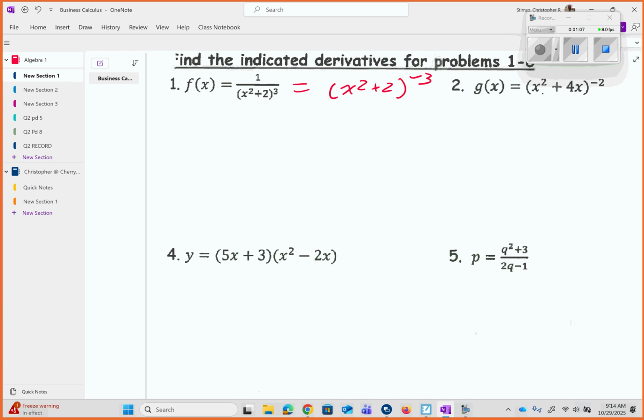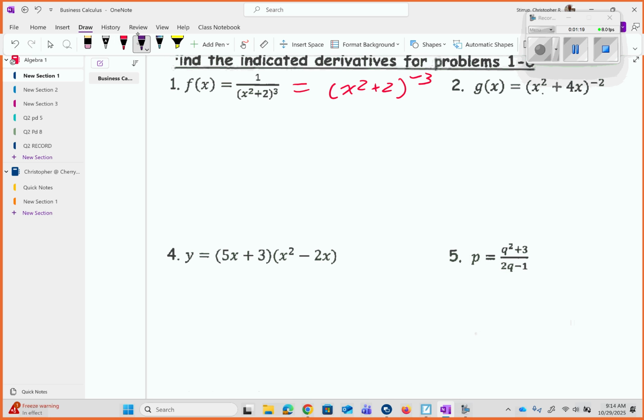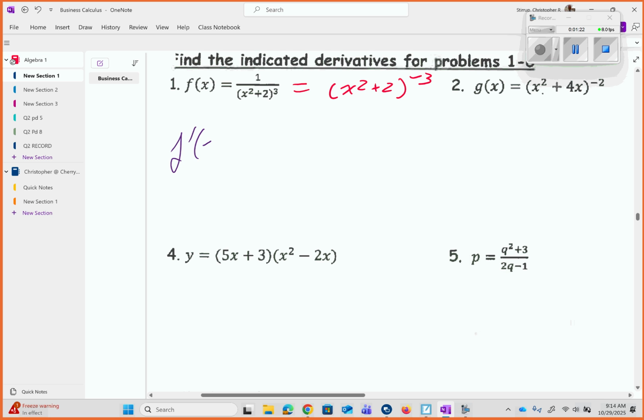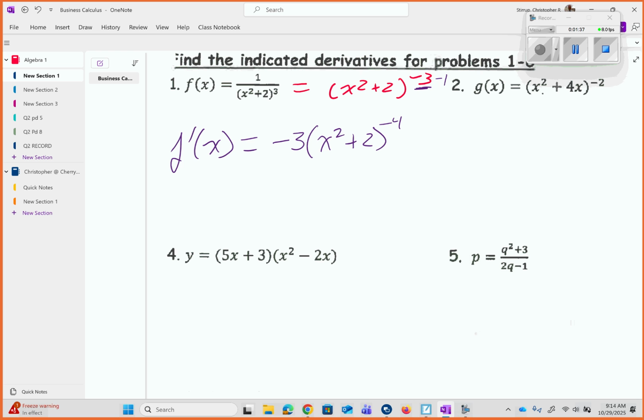All right, so this one is kind of called the power rule. You don't need to know the rules of the power rule or anything like that. But if I wanted to find the derivative of this, I'm going to do f prime of x. The first thing I do is bring this down front. I'm going to subtract 1 from that, and then I have what's in parentheses, which is now raised to the negative 4th power. And then I take the derivative of the inside to get that.